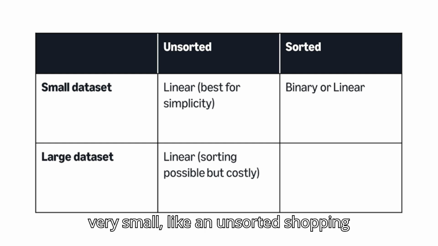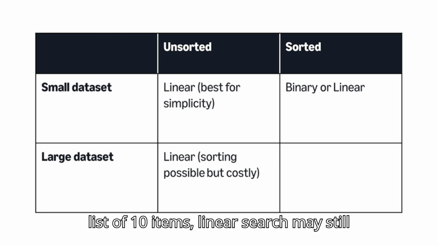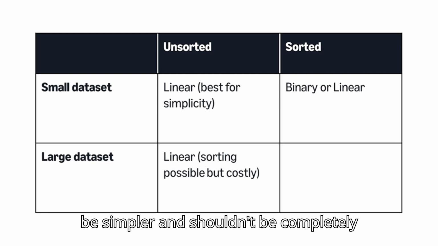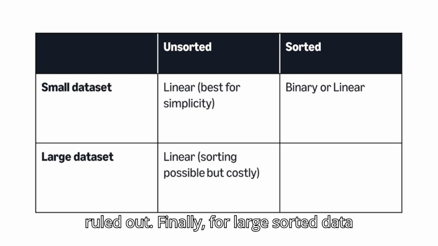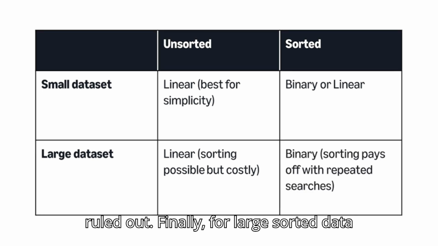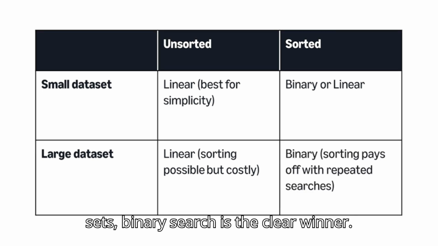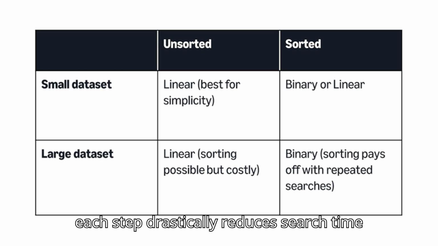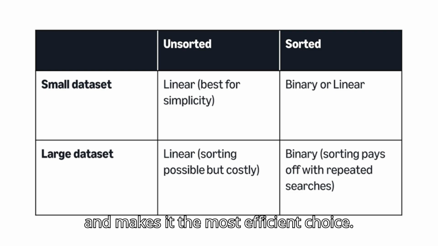Although, if the dataset is very small, like an unsorted shopping list of 10 items, linear search may still be simpler and shouldn't be completely ruled out. Finally, for large, sorted datasets, binary search is the clear winner. Its method of halving the dataset with each step drastically reduces search time and makes it the most efficient choice.